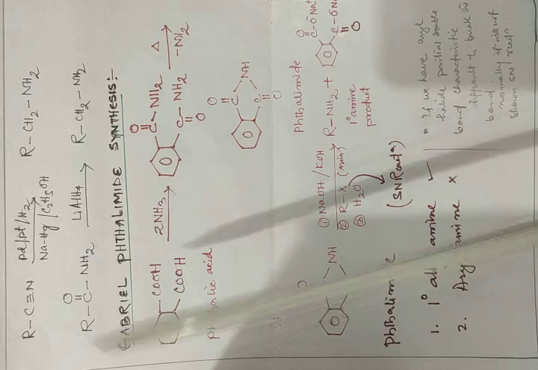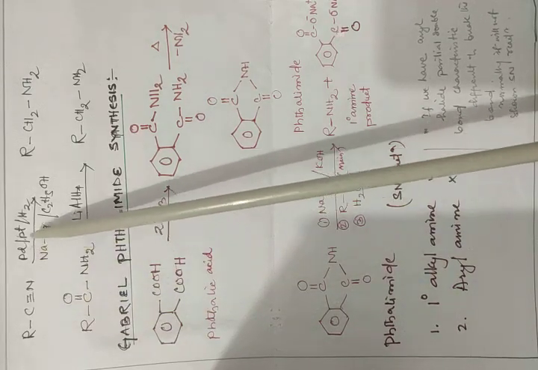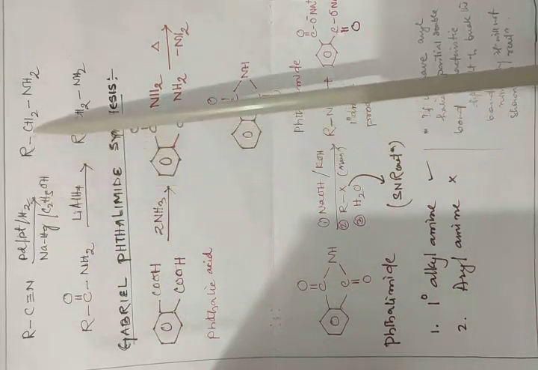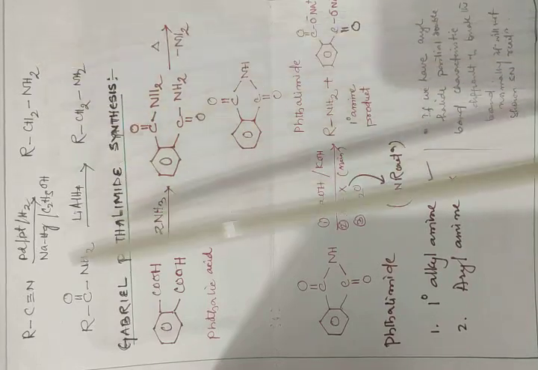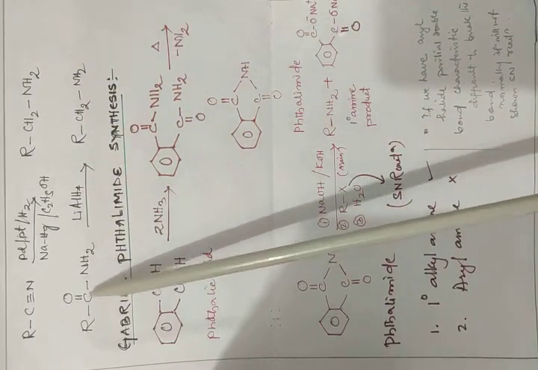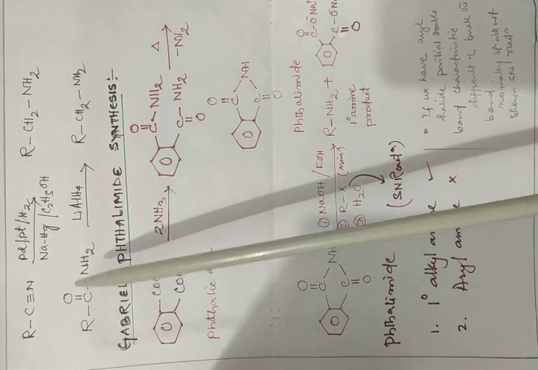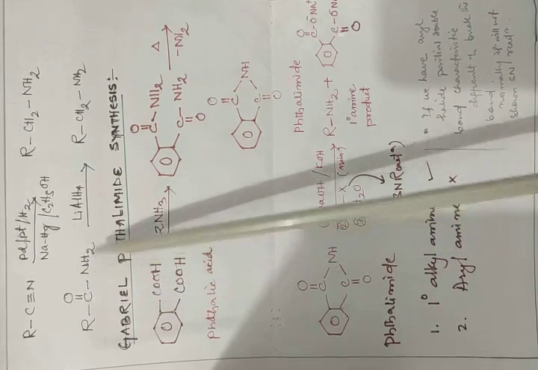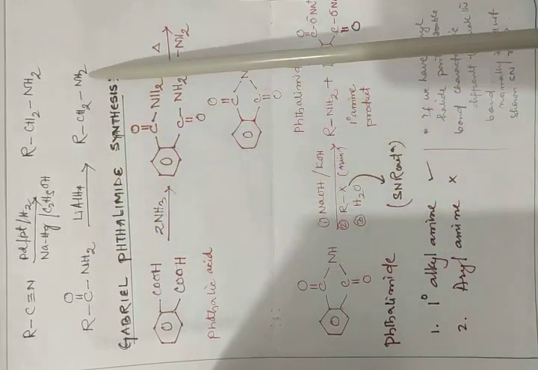Continuing, for alkyl nitrile, with palladium and hydrogenation, we get a primary amine. Next, if we are using carbonyl compounds such as amides, with lithium aluminum hydride, we will also get the amine.